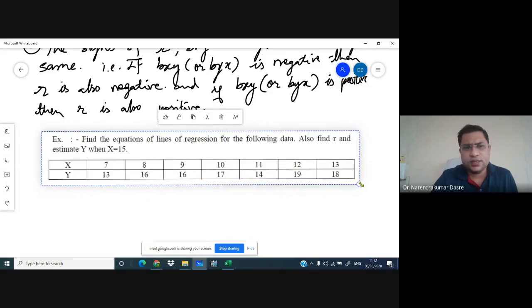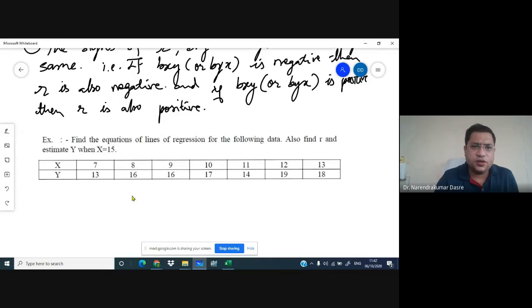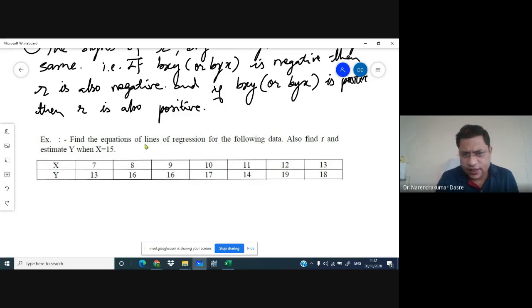Now you can see this question. In this question, we have to find the value of r, and moreover, we have to find the equations of the lines of regression. When it is said lines of regression, that means you have to find both the lines. So let us find the solution of this. But before going to the solution, one thing I want to ask you: are you clear with the remarks? Because we are going to use them later. Okay, that's great.